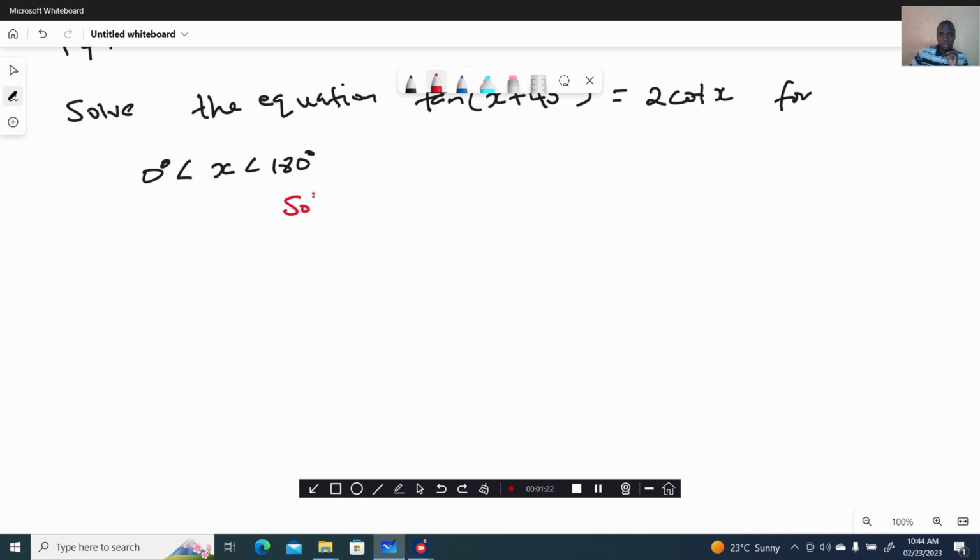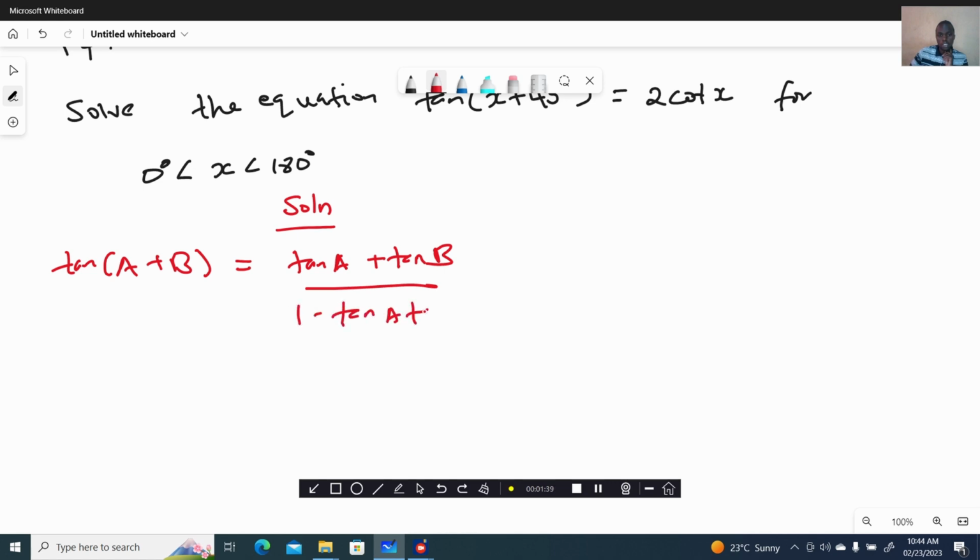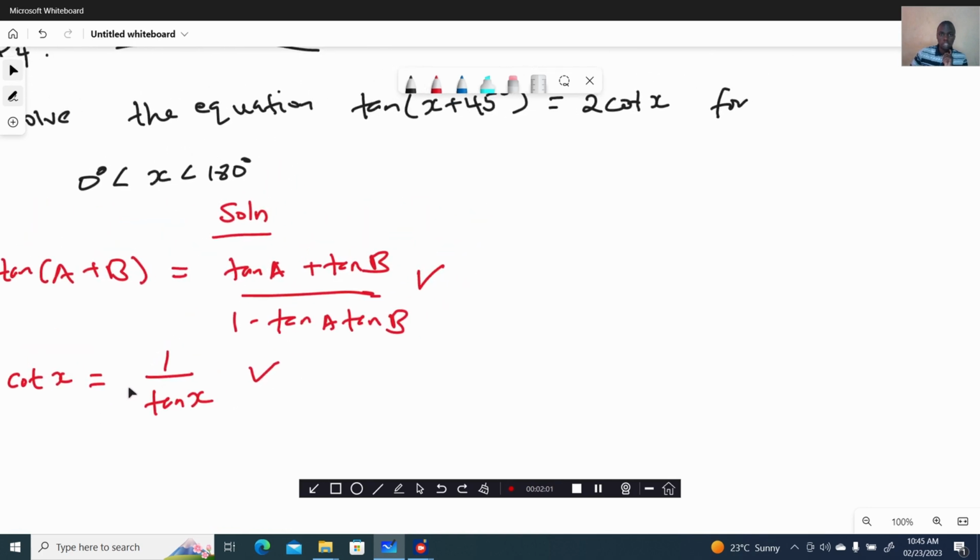In our solution, there are two things that I want you to know. When you're given tan of a plus b, you can have tan a plus tan b divided by 1 minus tan a tan b. This is the identity that you're going to use. And then again, cot x is the same as 1 over tan x. We're going to use these formulas to solve this question. Okay, so let me start to solve it.